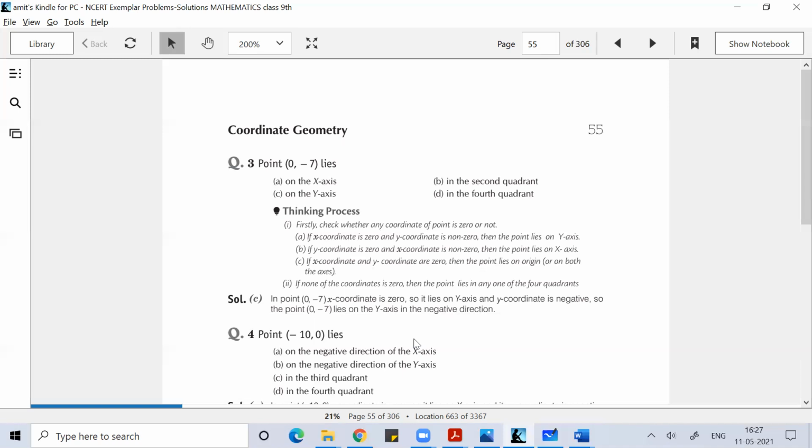If the coordinates of the two points, then abscissa of P minus abscissa of Q. Minus 2 minus 3. Sir, it's 1. Minus 2 minus, minus 3. So minus and minus will become plus. So plus 3 minus 2. The answer is plus 1, sir. Very good.